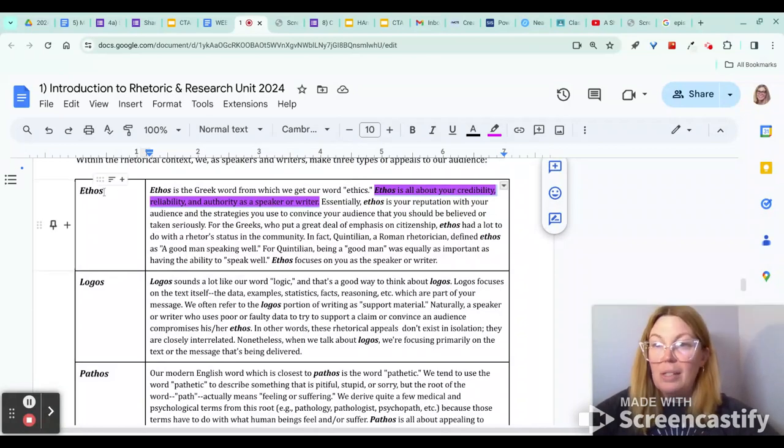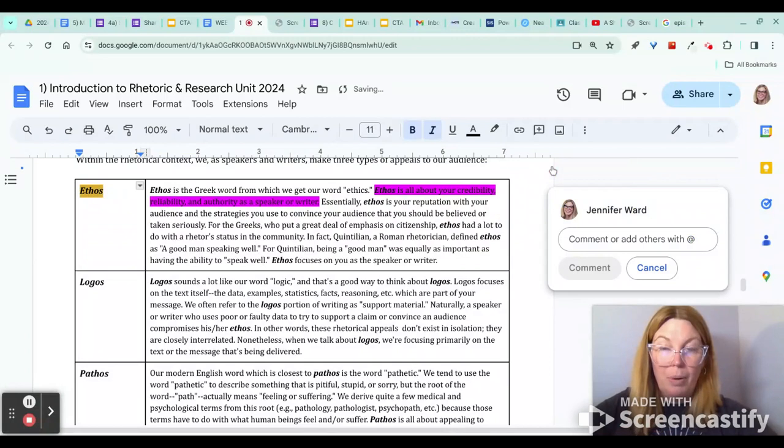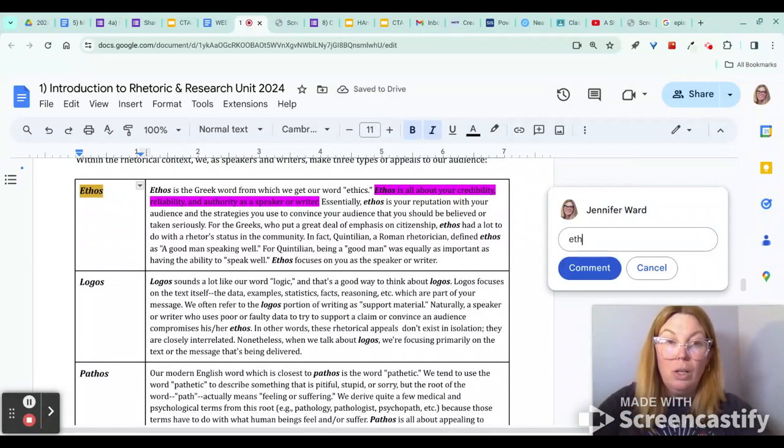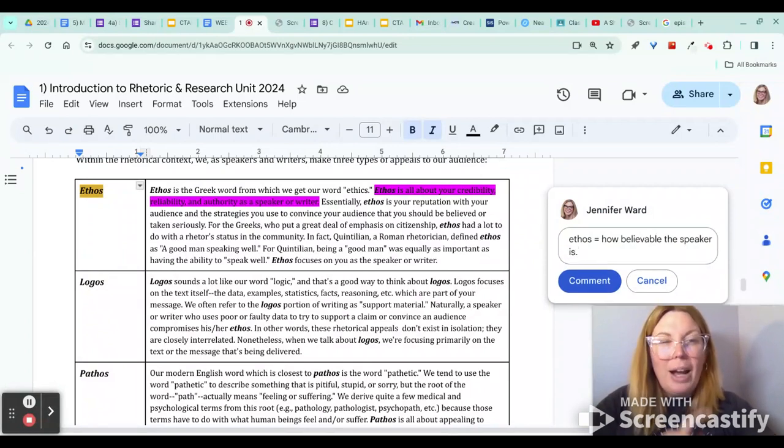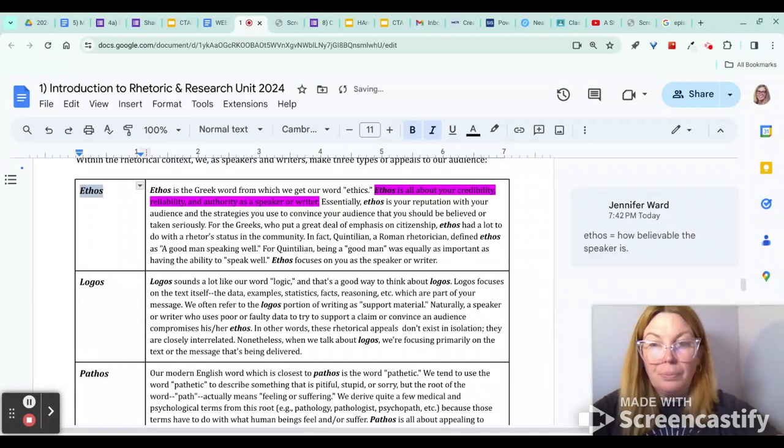Oh, I love this. So I'm just going to write myself a note in the margin of my paper. So ethos is how credible, or let's do believable, how believable the speaker is. Why should we believe the speaker?